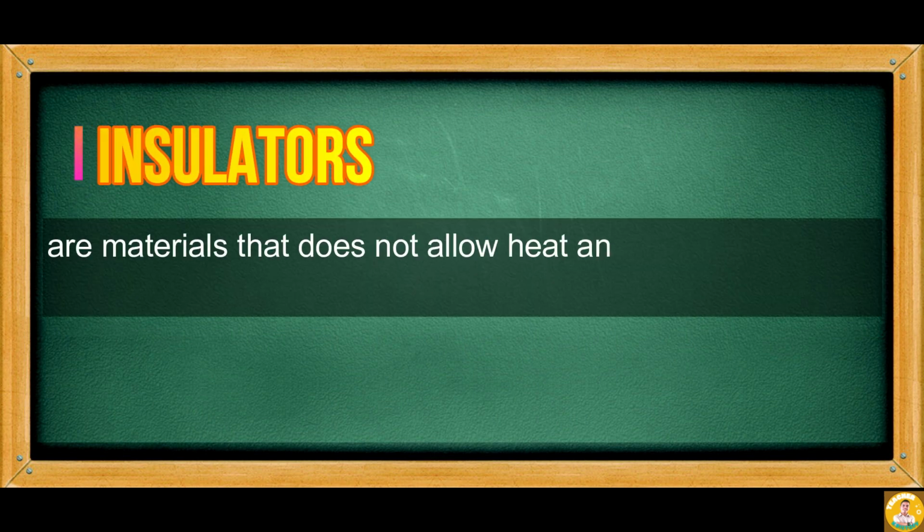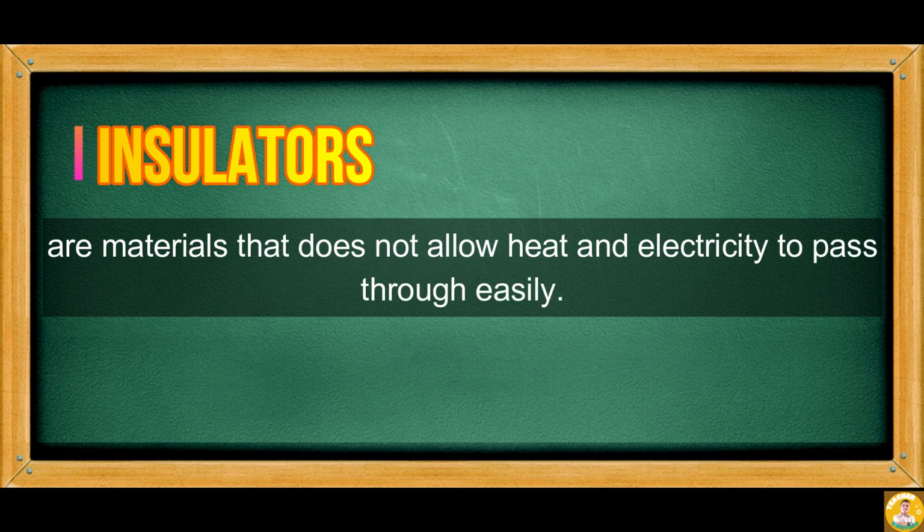Not all materials are good conductors of heat and electricity. They are called insulators. They are materials that do not allow heat and electricity to pass through easily. Materials that are made of plastic, silk, leather, glass, oil, and rubber are insulators.